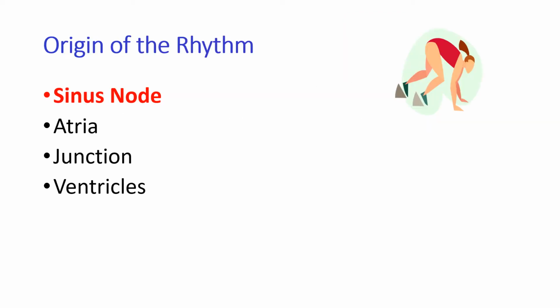So now we're going to focus once again on rhythm analysis and add the next step, which is identifying the origin of the rhythm. Your cardiac rhythms, as we've discussed, originate in 4 sites: the sinus, the atria, the junction, and the ventricles. So we're going to focus on the sinus node.